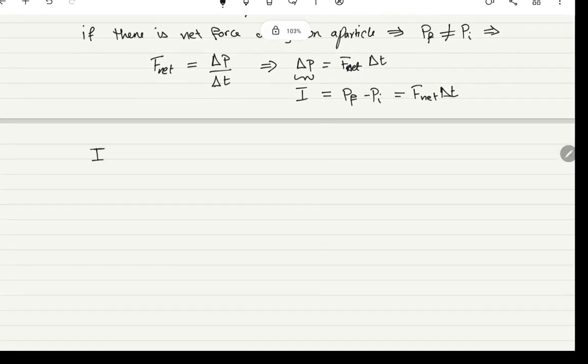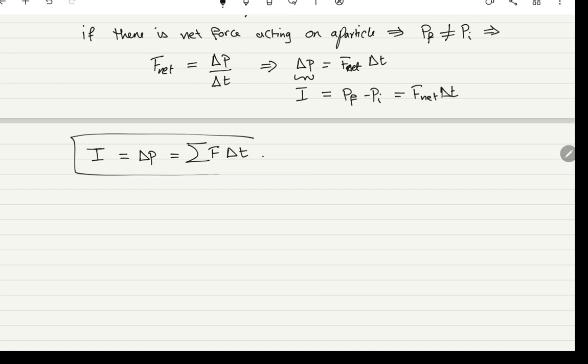Impulse equals delta P, which equals the sum of all forces, by the way, F net is the same as the sum of all forces, times delta T. And remember, there is impulse if there is a net force acting on a particle. But if the net force acting on a particle is equal to 0, then momentum is conserved and P final equals P initial.